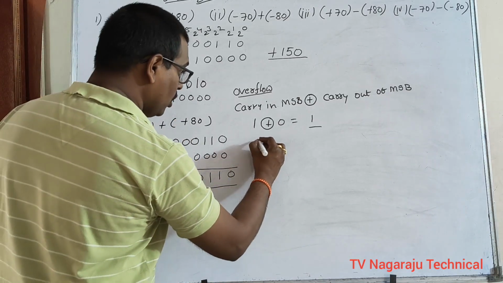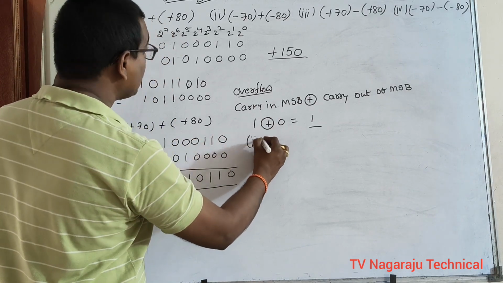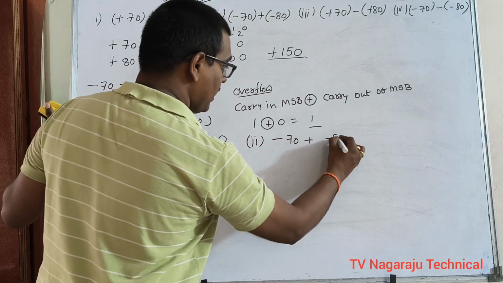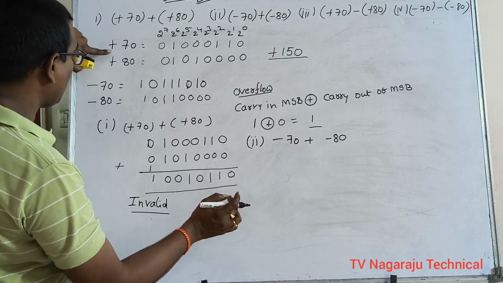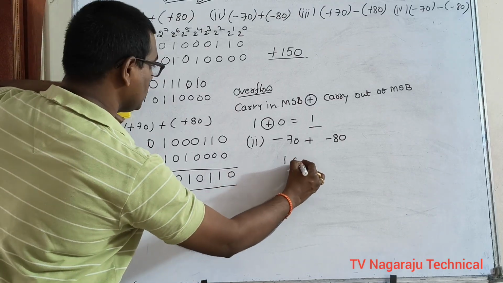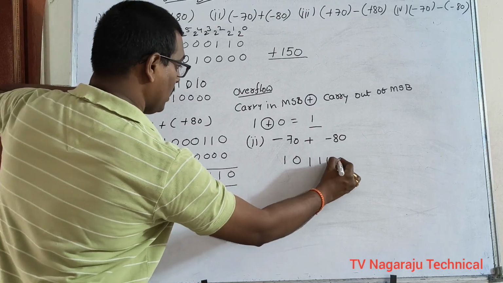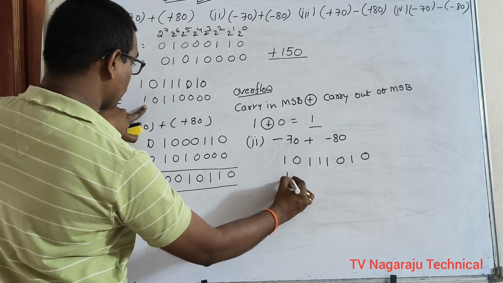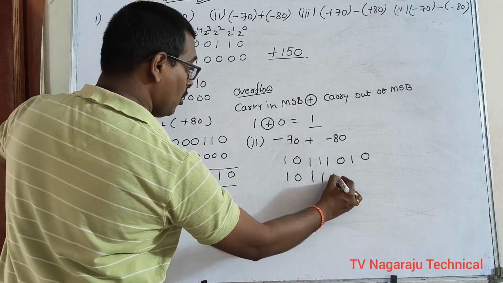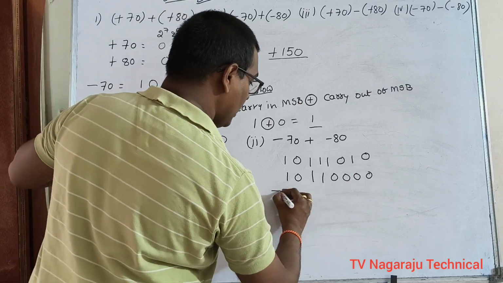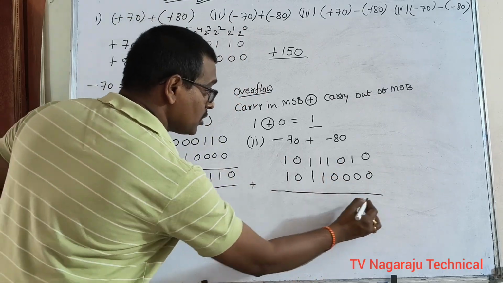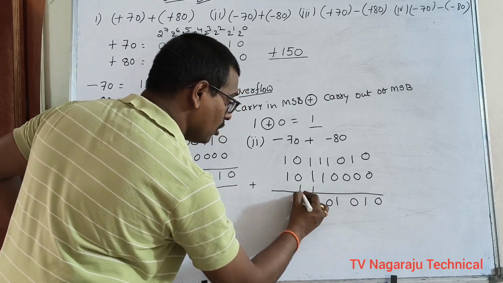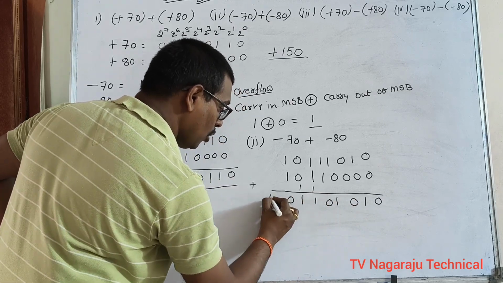Now coming to case number 2. Case number 2 is minus 70 plus minus 80. Now do the same operation. Minus 70 is 1, 0, 1, 1, 1, 0, 1, 0. Minus 80 is 1, 0, 1, 1, and 4 zeros. Do the addition operation.